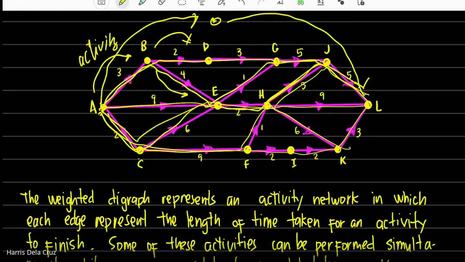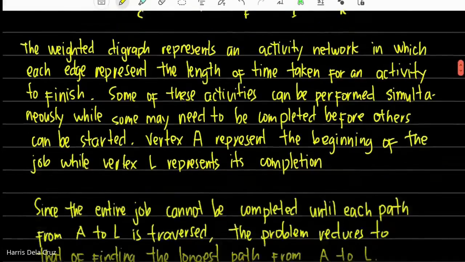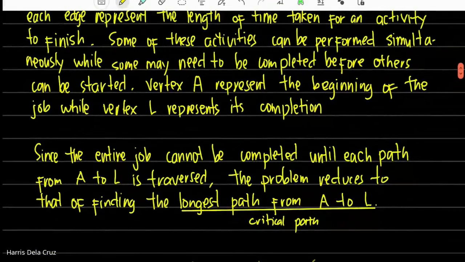So, ang idea, ang hinahanap natin, yung longest path. The entire job cannot be completed until each path from A to L is traversed. Kailangan daanan mo lahat ng path eh. Kasi kailangan magawa lahat ng path. So, yung pinakamahabang path na nadaanan mo, that's the critical path. So, hanggat hindi tapos yung path na yon, hindi tapos yung project. So, that's the minimum amount of time that you can finish the project.